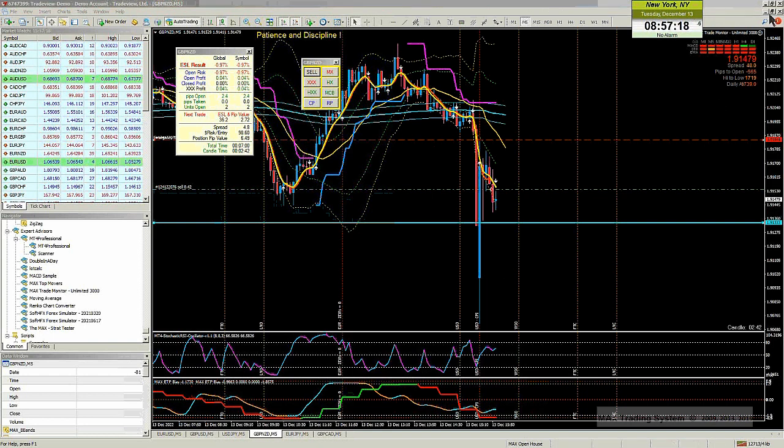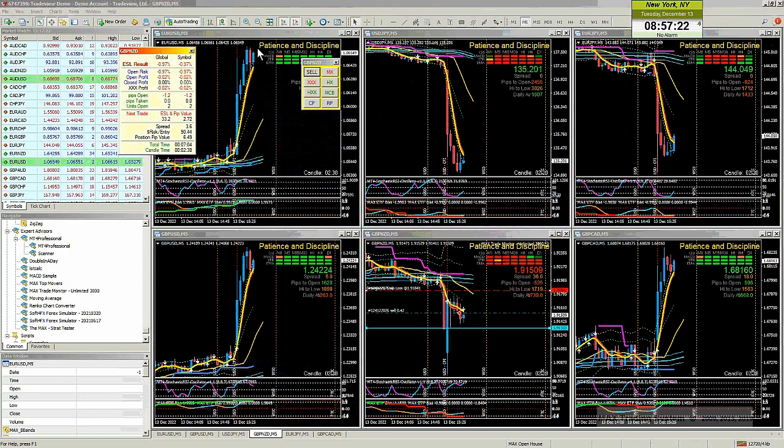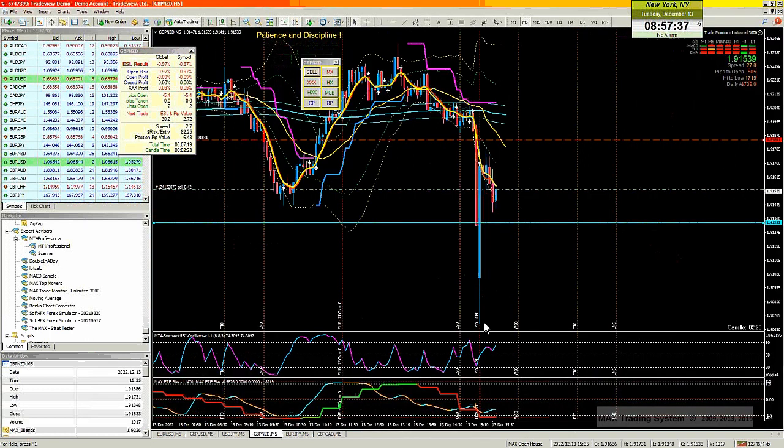If I look at the other pairs, we see that the Euro-US dollar has not made a pullback deep enough. Similarly for the pound US dollar and similarly for the US dollar yen. But the pullback is on its way. Now I have taken a trade on the pound kiwi, so let's focus on the pound kiwi. And this is where we need to be patient.